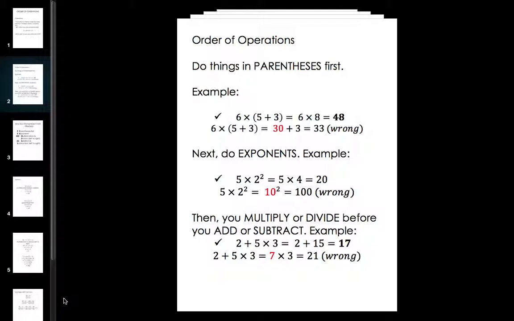First, you do things in parentheses. For example, 6 times (5 plus 3), the first part that you would do is inside the parentheses, and you'd add 5 plus 3 to give you 8. So you would get 6 times 8 equals 48.